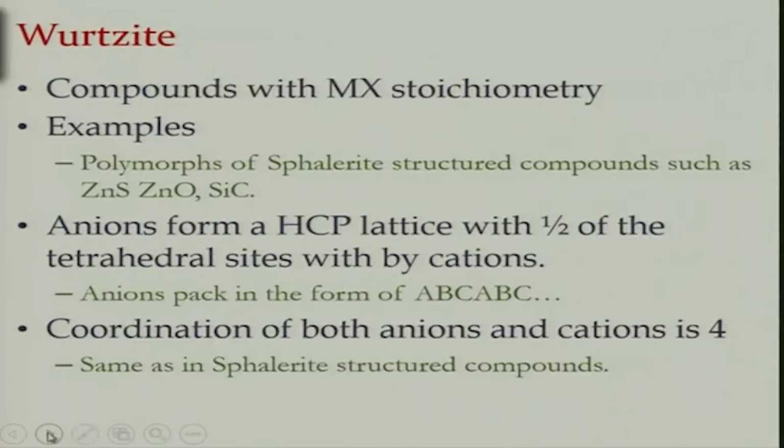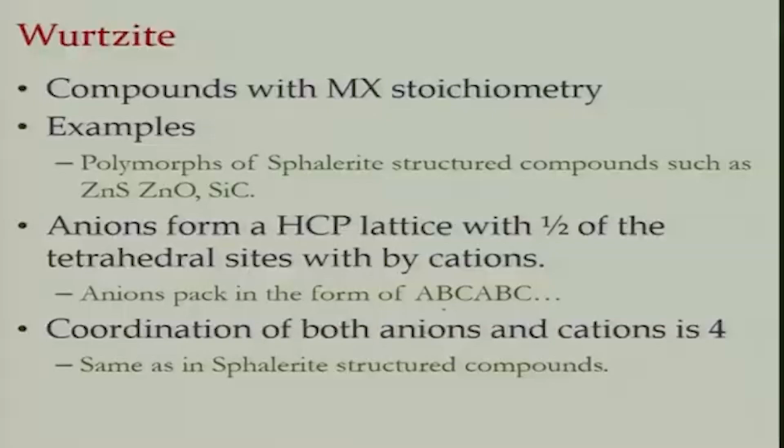So, wurtzite is basically a compound with MX stoichiometry, M to X equal to 1 to 1. The materials which follow this structure are zinc sulphide, zinc oxide, silicon carbide, etc. Again zinc sulphide, zinc oxide, etc. also follow the cubic structure, and the polymorphs follow this wurtzite hexagonal structure. Here anions form an HCP lattice with half of the tetrahedral sites filled by cations. So, again it is tetrahedral site filling, but in hexagonal form.